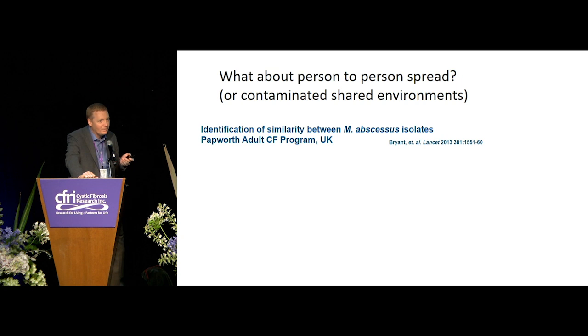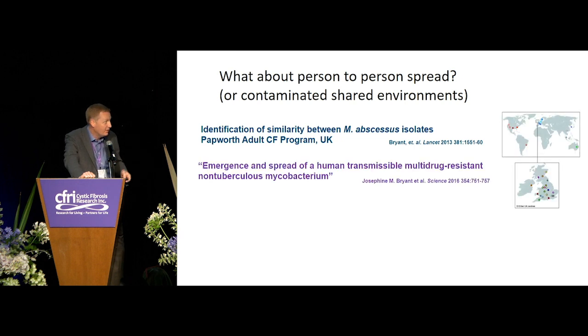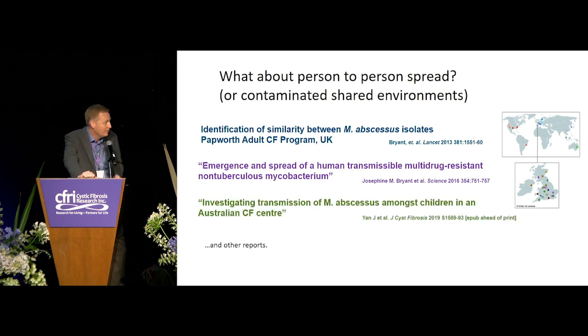There were several landmark publications in the last few years that really highlighted this concern for the community. The group out of Cambridge in the UK published a report that strongly suggested they had some spread within their CF program. There was a big study published in Science looking at a number of isolates collected all over the globe, suggesting that all of these different isolates were very related, which is very interesting and a little bit hard to interpret. I'll revisit that in a moment.